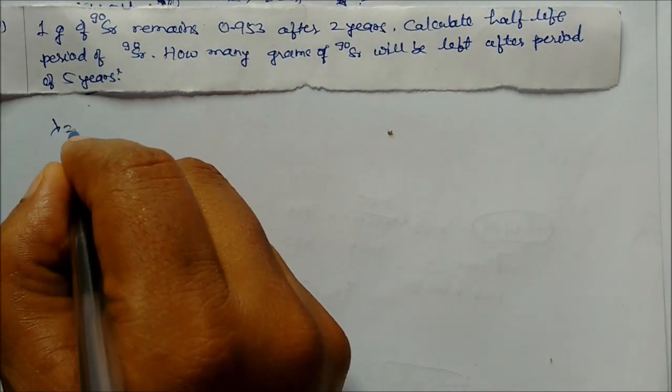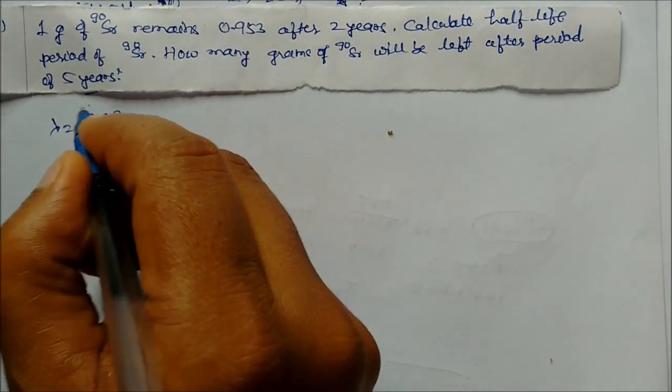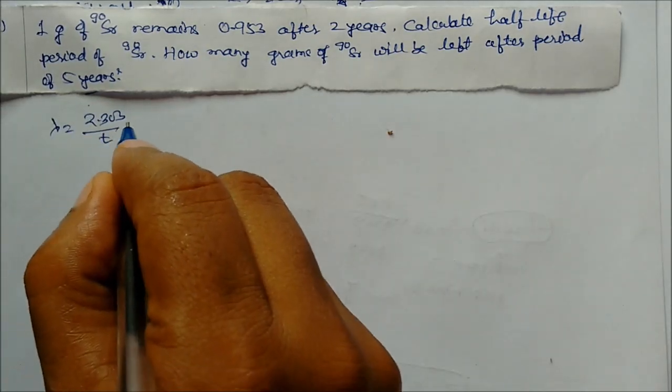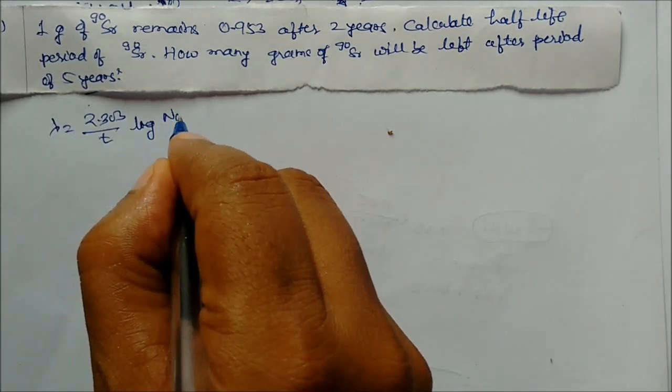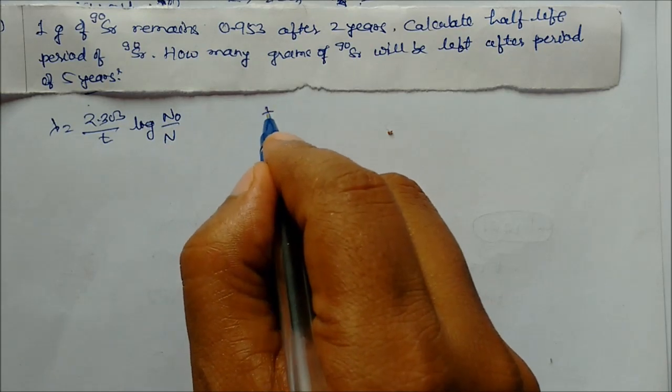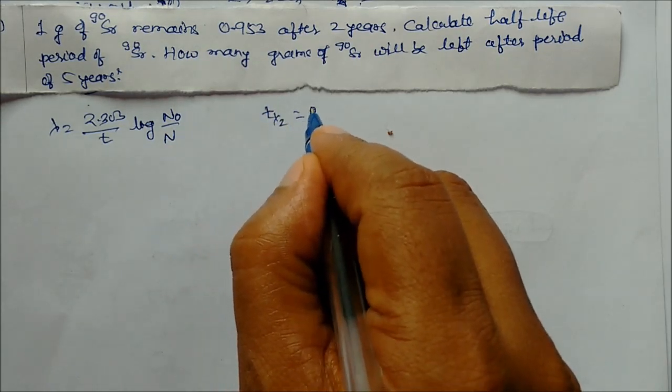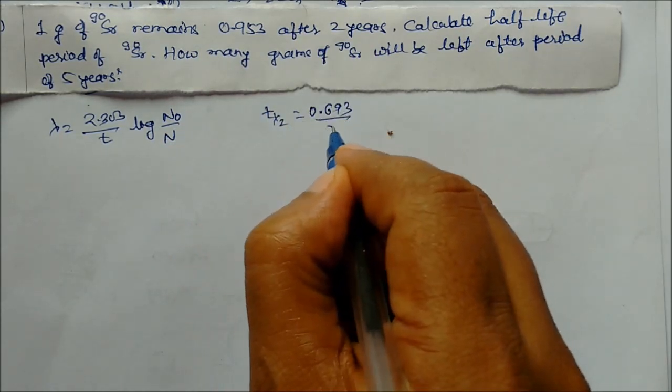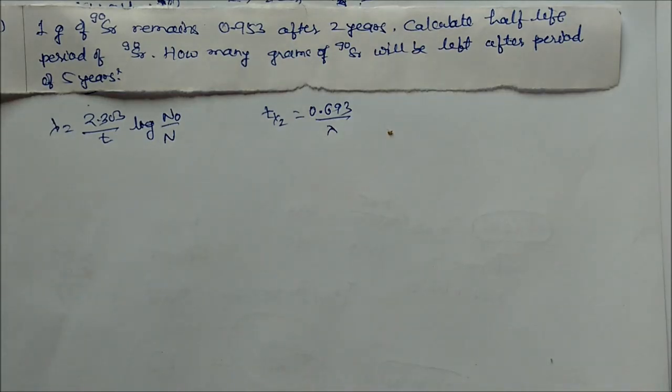We can use the formula lambda is equal to 2.303 divided by t, log of n naught by n, and one more formula, t half is equal to 0.693 divided by lambda. So these equations are given, and based on that we can solve this problem.